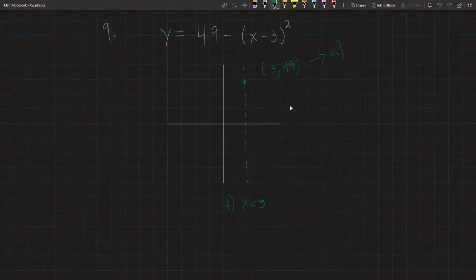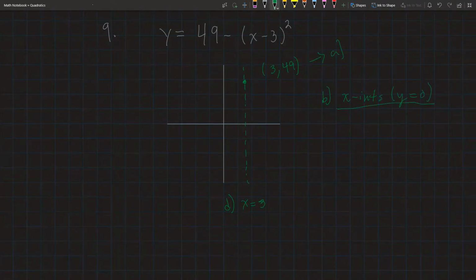Now we need x and y intercepts. So again, I'm going to hold off on making my parabola in case I make the incorrect graph. I don't have to fix it. So I would like to do x-intercepts first. Letter B. What do we know about all the x-intercepts? Is that their y value is 0.